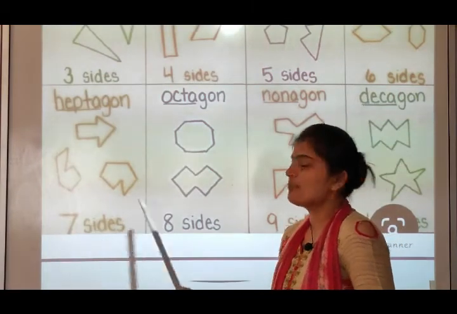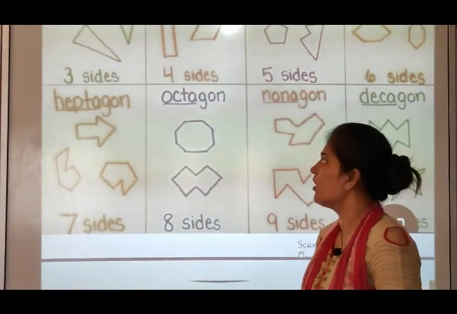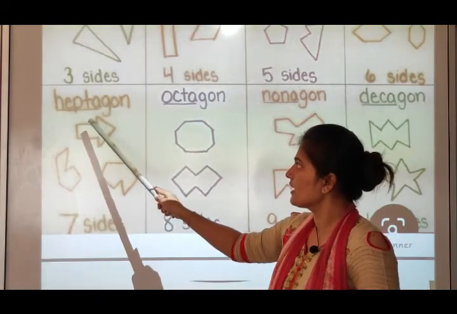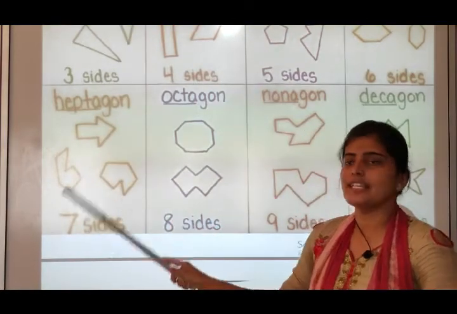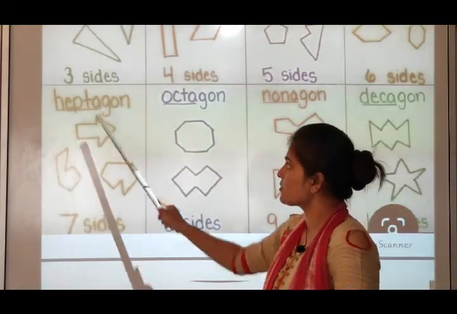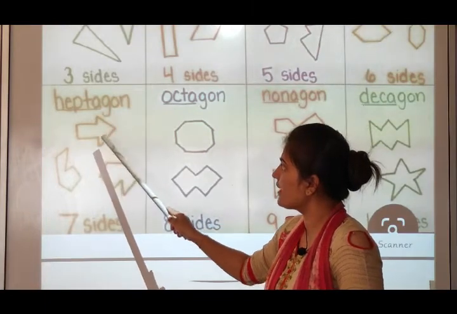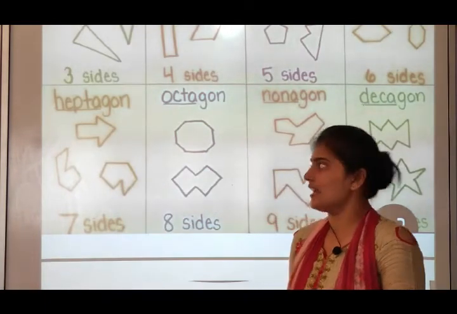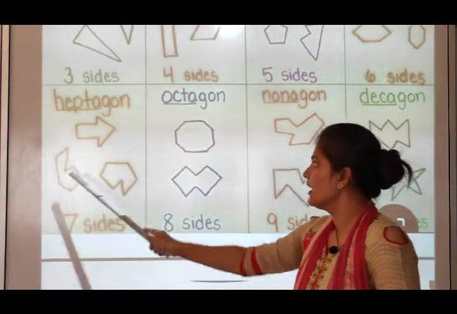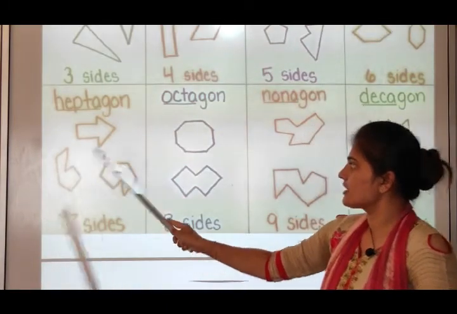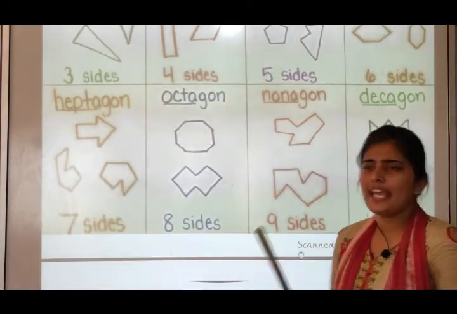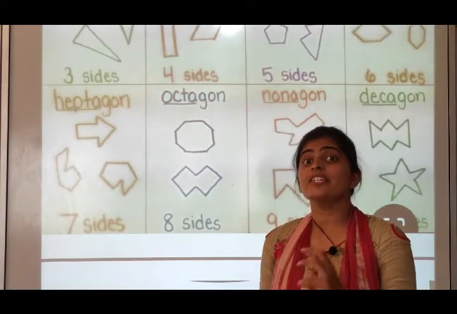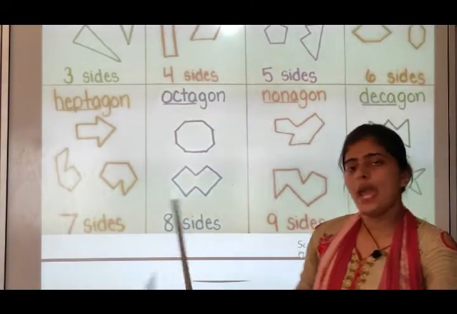Now whenever a shape is having 7 sides, it is called heptagon. Here you can see an arrow type shape, it is having 7 sides. So 1, 2, 3, 4, 5, 6, 7 sides are there. So it is a heptagon. Here you can see another 2 examples are also there. So any shape you can draw which has 7 sides is called a heptagon.